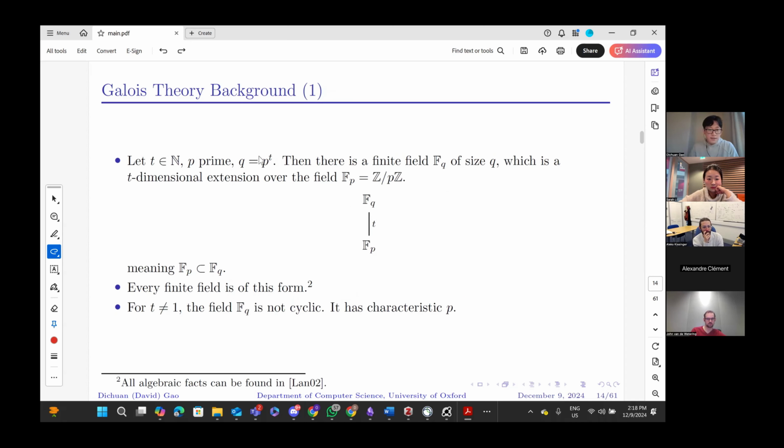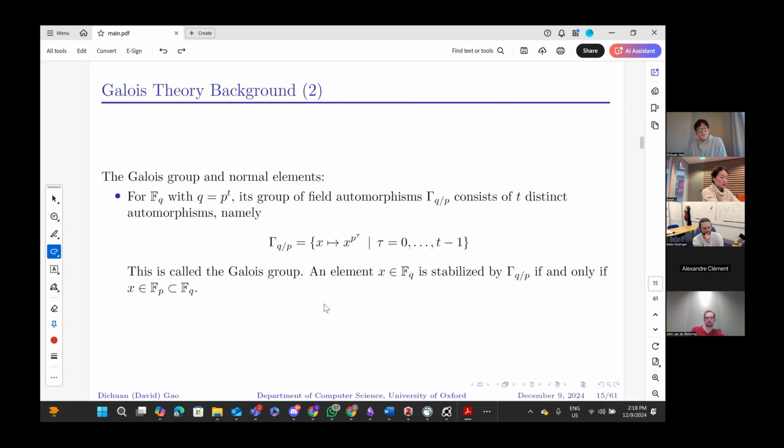Okay, and we know that every finite field is of this form. So if you have a finite set for which you can define multiplication and addition such that multiplication is invertible, then it is of this form. It's a prime power field. And yeah, we said before, when t is not 1, then Fq is not a cyclic ring, and it has characteristic p. Okay.